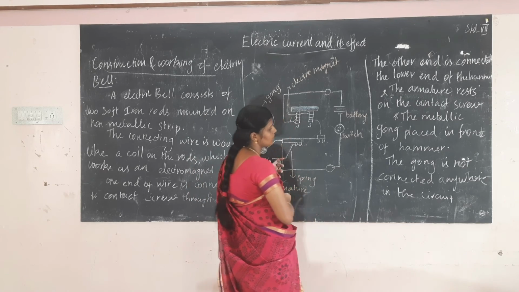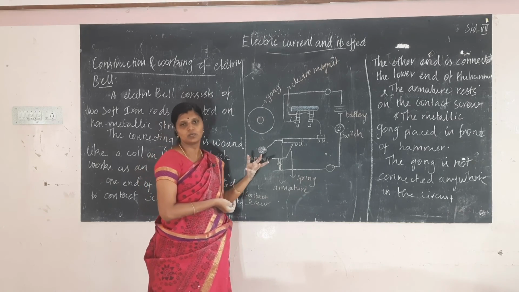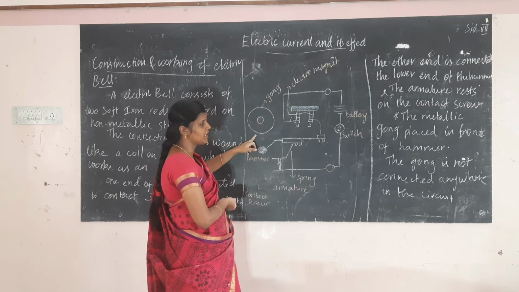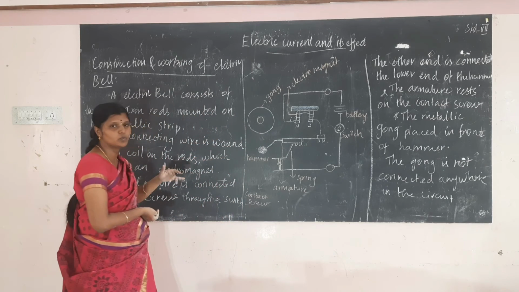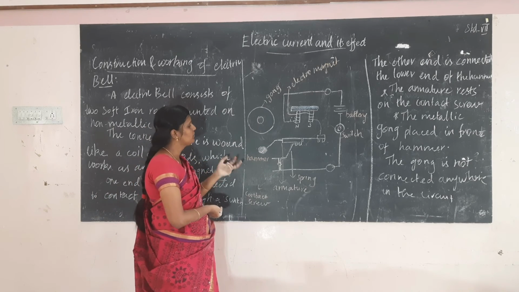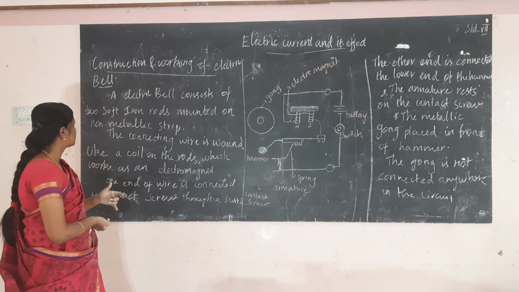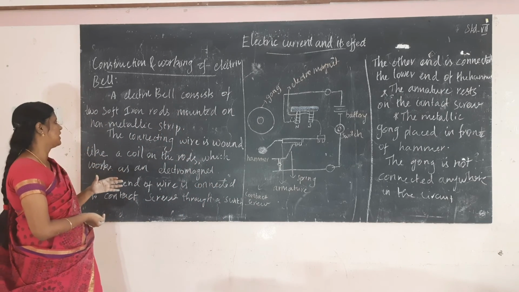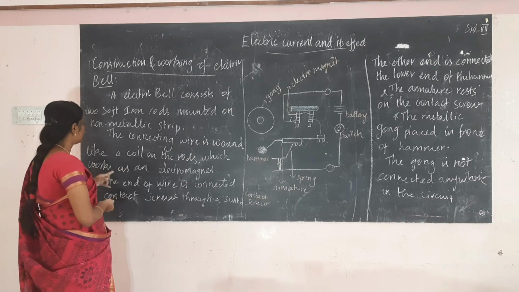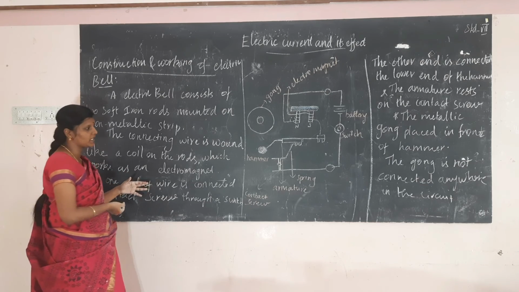The metallic gong is placed in front of the hammer. Metal produces a good sound, so a metallic gong is used. The gong is not connected anywhere in the circuit. This is the construction of the electric bell. It consists of two soft iron rods mounted on a non-metallic strip, and the connecting wire is wound like a coil on the rods, which works as an electromagnet.